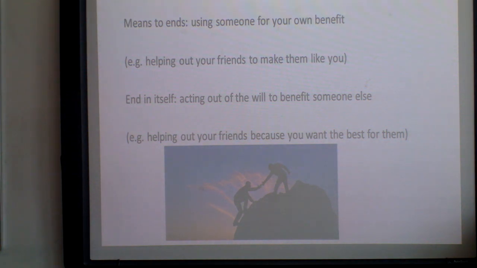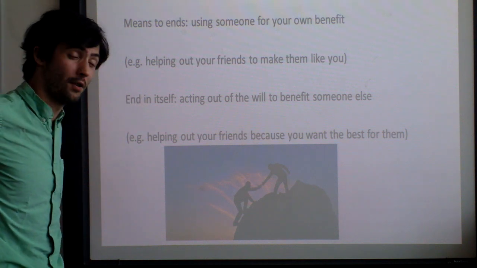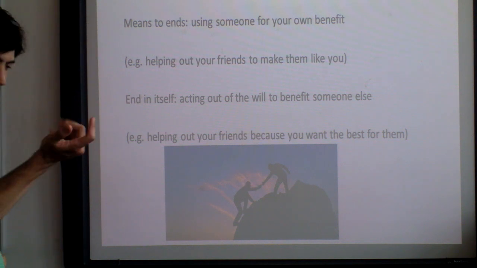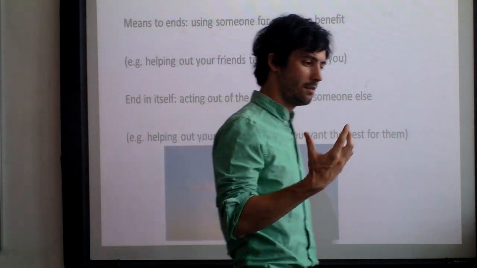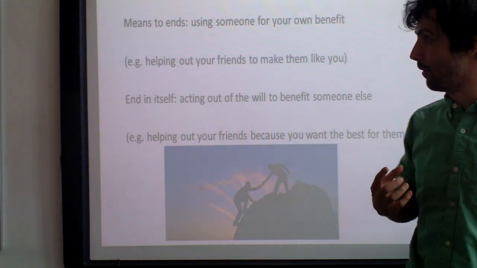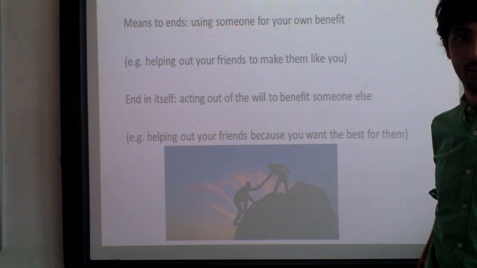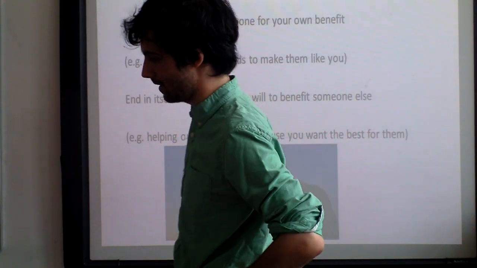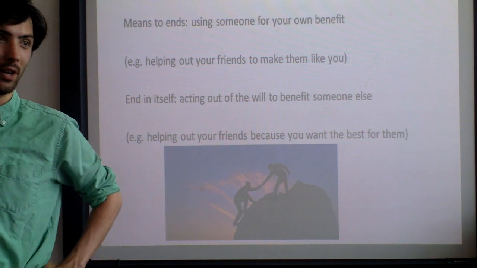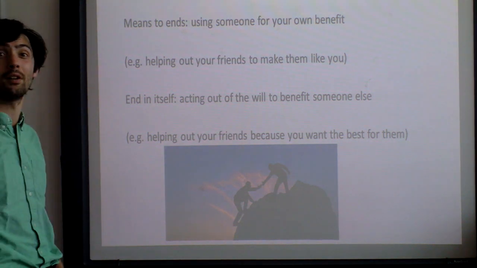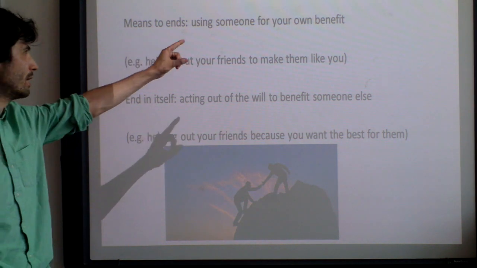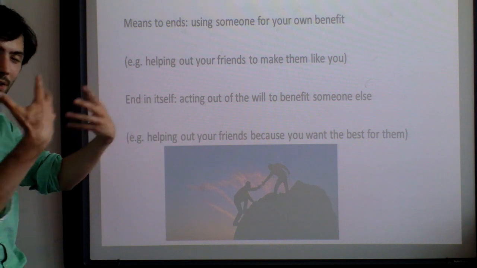Something like this. If you use someone as a means to an end, what you're effectively doing is using that person for your own benefit, right? An example of this is if you help your friends revise for an exam, but you do it in order to make them like you, right? If you're doing that, then you're not really being moral, according to Kant. Your action may be good or may seem good, but at the end of the day, you're just using them for your own benefit because you want them to like you.